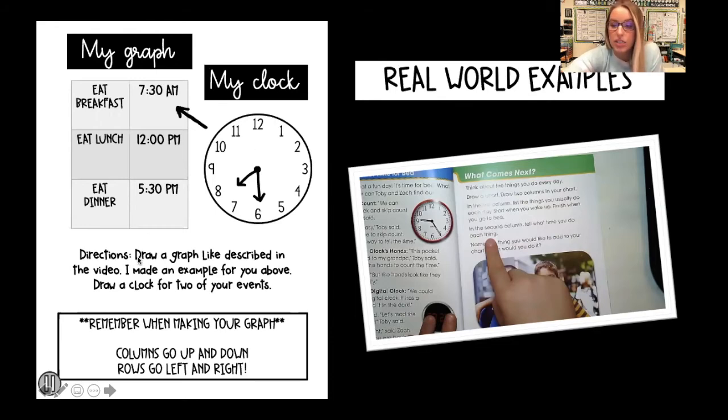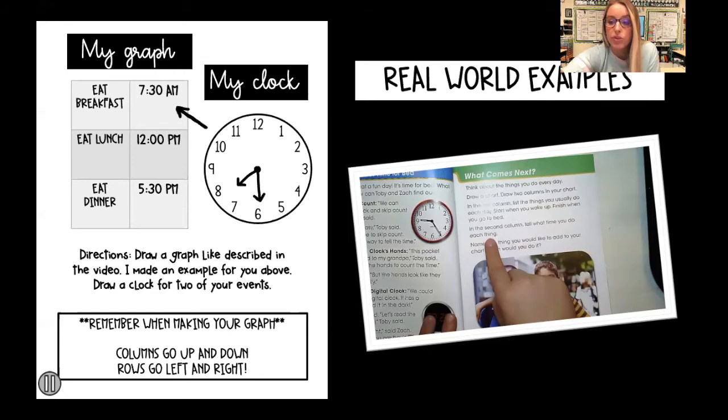So the directions for this slide is draw a graph like described in the video. So draw 2 columns just like it asked you to. I made an example for you above. So if you are confused, go back to my example right here. Draw a clock for 2 of your events, so 2 of them. So maybe if you have eat breakfast and eat lunch, draw 2 clocks, one with your first time, one with your second time. Remember when making your graph that columns go up and down and rows go left and right.